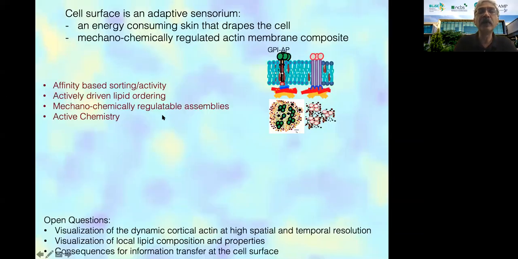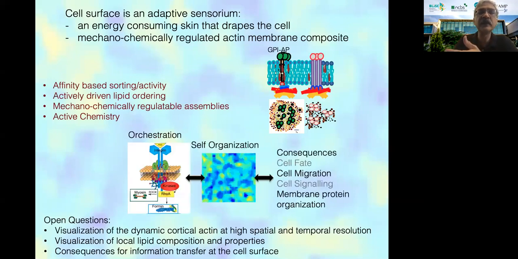So I hope I've convinced you that what we are seeing is a very dynamic system. We are seeing a membrane which is capable of being self-organized by these conductors of an orchestra, the membrane receptors, which contribute to the self-organization, and that self-organization itself then has consequences for cell functions. For example, in cell migration, protein organization, and several others.